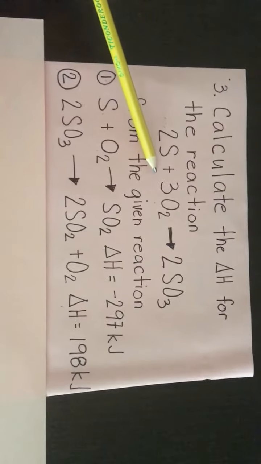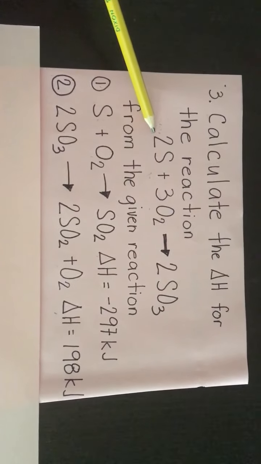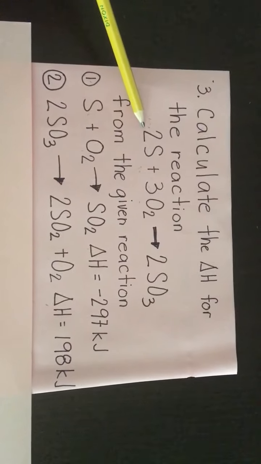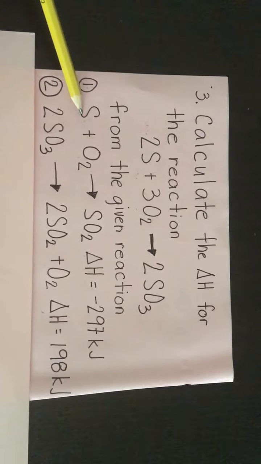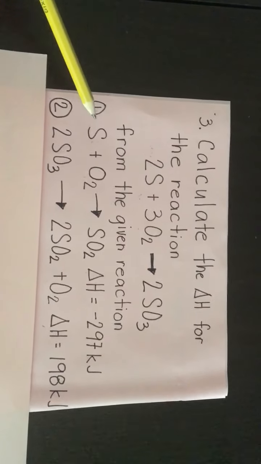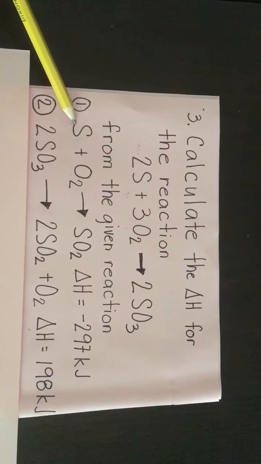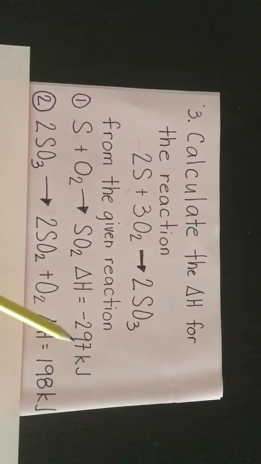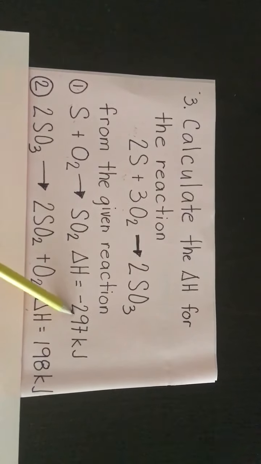However, if you notice, in our desired equation, the S has a 2. It says 2 moles of sulfur, but over here we only have S. So this is another hint that we have to multiply the entire equation by 2. Now take note, if you multiply the entire equation by 2, you have to multiply the delta H as well. So that would be our step number 1.